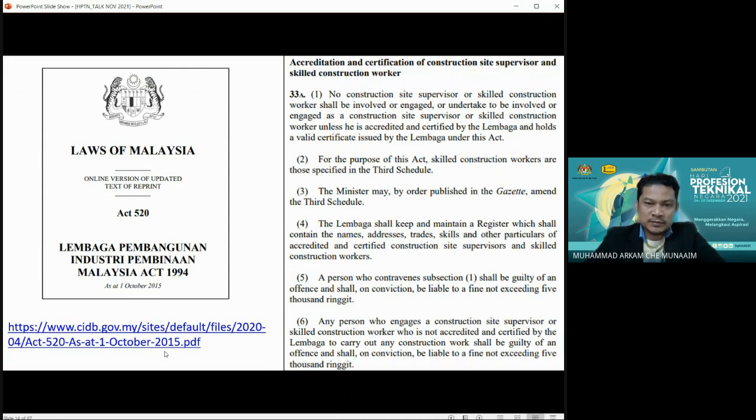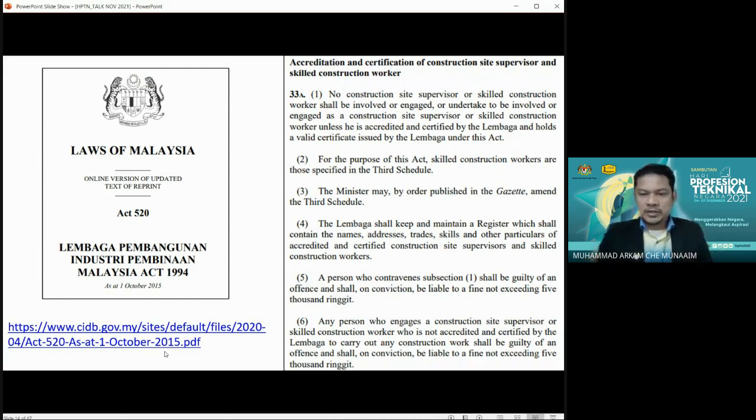A person who contravenes subsection 1 above, 33A(1), will be guilty of an offence and shall on conviction be liable to a fine not exceeding 5,000 ringgit. So that will be the penalty for the construction personnel who contravenes subsection 1. Or any person who engages a construction site supervisor or skilled construction worker who is not accredited and certified by the Lembaga to carry out any construction work shall be guilty of an offence and shall, on conviction, be liable to a fine of another 5,000 ringgit for the company.